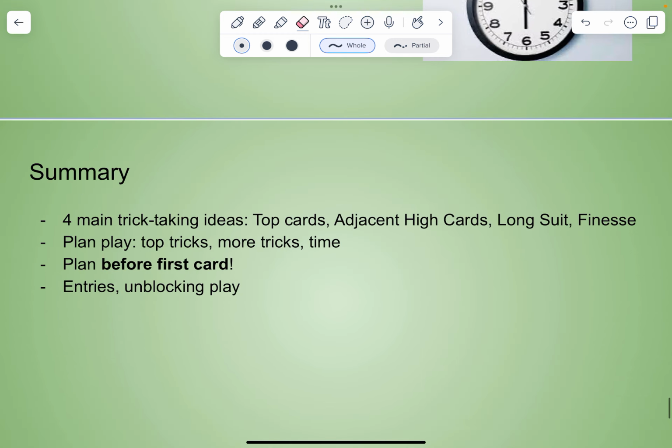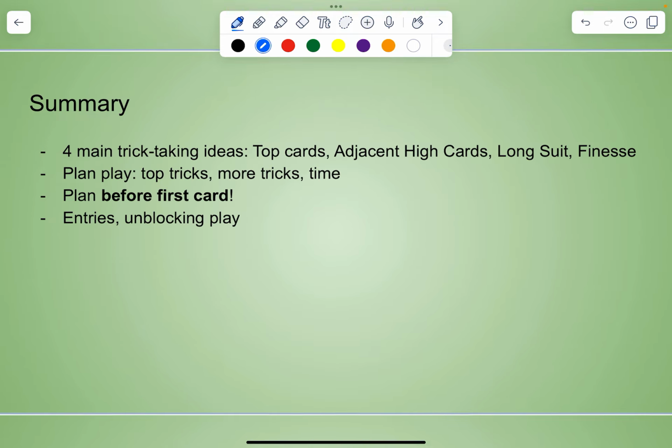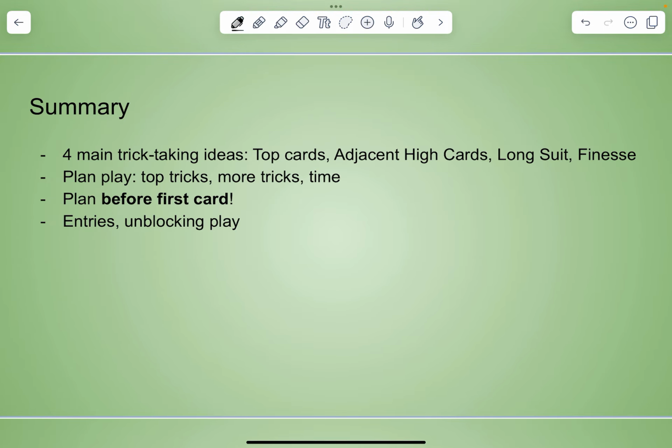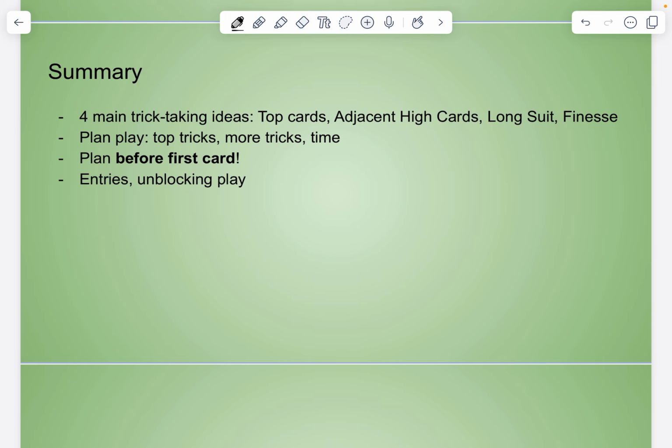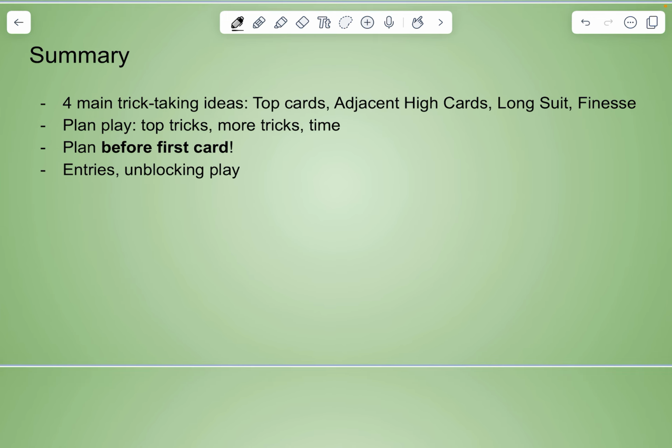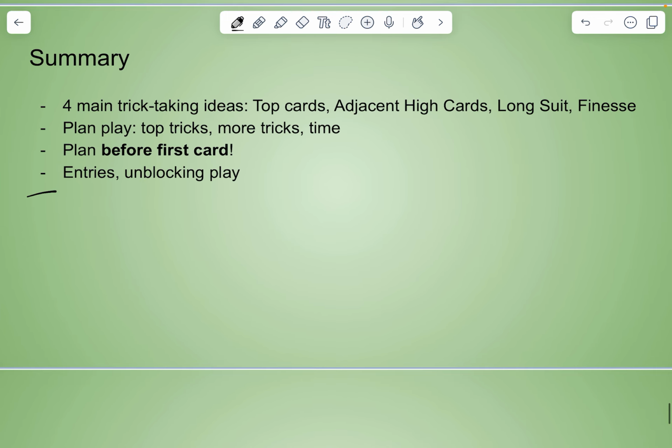And I have a summary slide if you guys want to pause here. Okay, and I didn't include tempo on here for some reason, but yes, there's tempo.